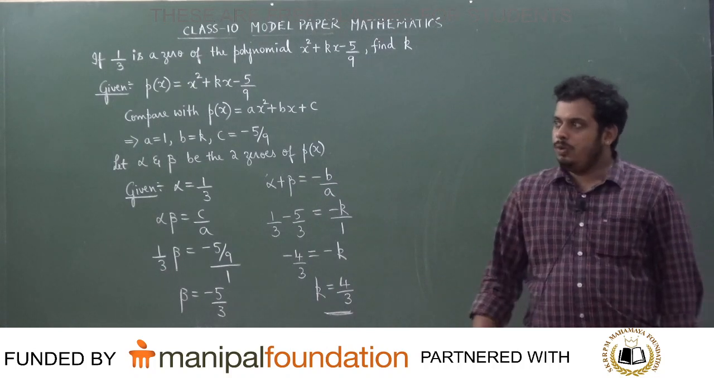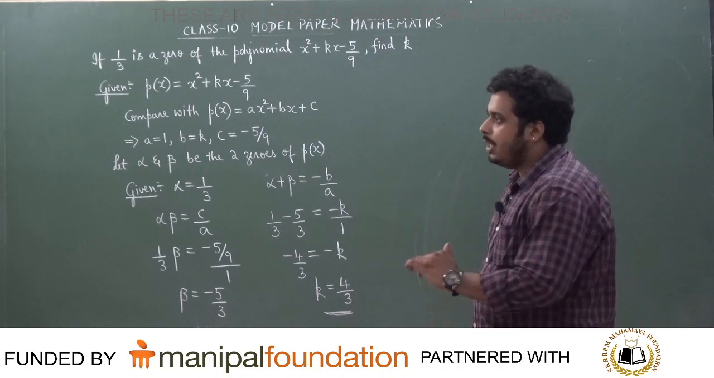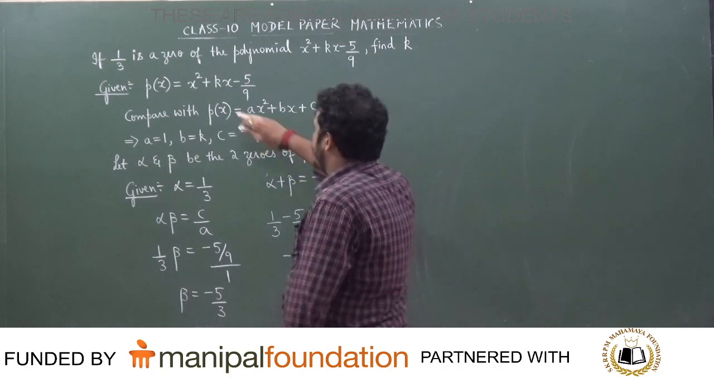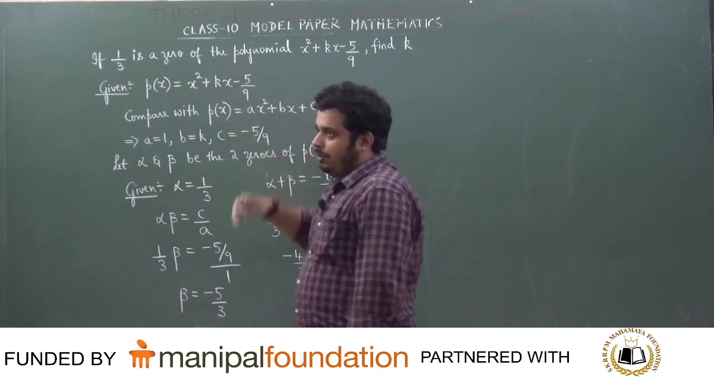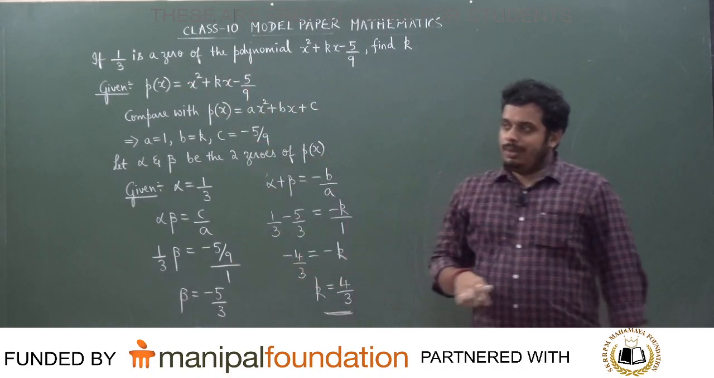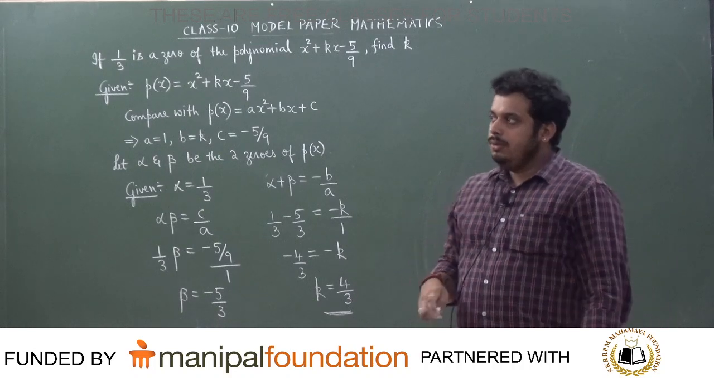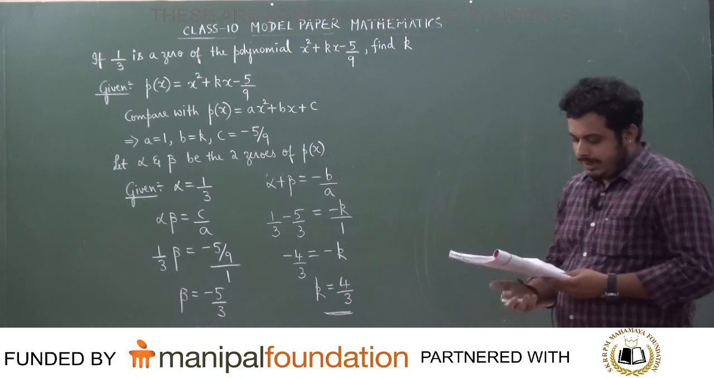That's all. With a procedure, a 9th standard method, this can also be done: p of x is equal to 0, so p of 1 by 3 is equal to 0. But that procedure is nowhere mentioned, right? So you solve the problem like this. Is it okay?